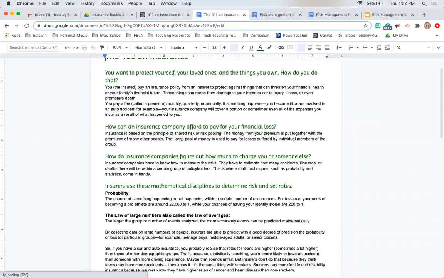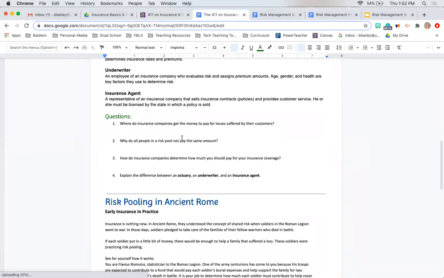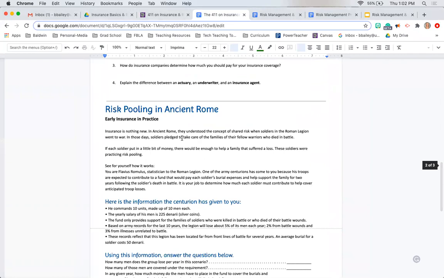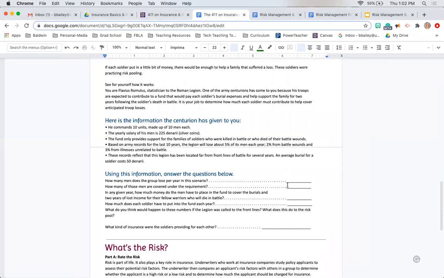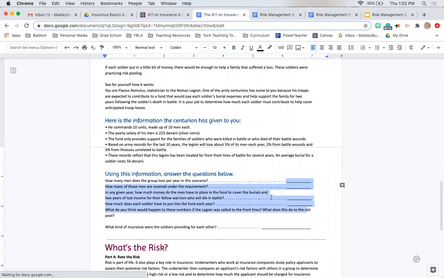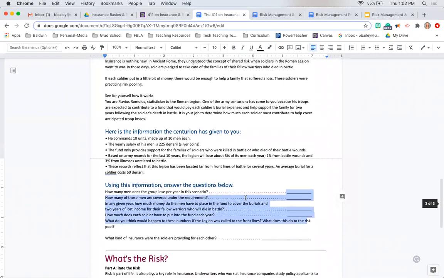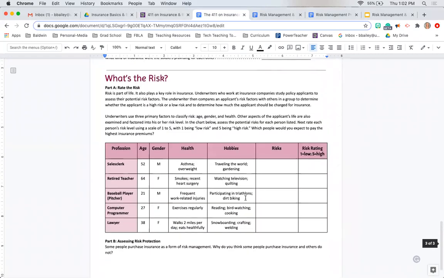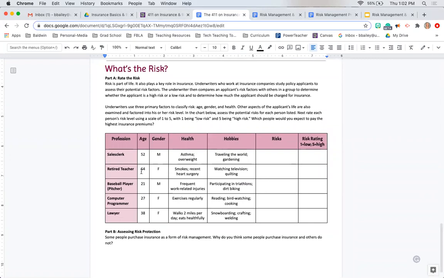Okay, so you're going to read a little bit, and then you're going to answer a few questions, and then you're going to do a little math. So you're going to read a little more, try your hand. Again, I'm not going to ridicule you if this math is not correct, but try your best. See if you can kind of understand how group policy works and individual policies work. And then you're going to just tell me and analyze these 5 different individuals, generic, and what their risks are and how you would rank them on a risk rating and answer a question. Okay, so complete this, turn it in.